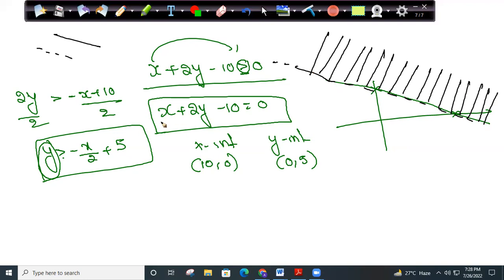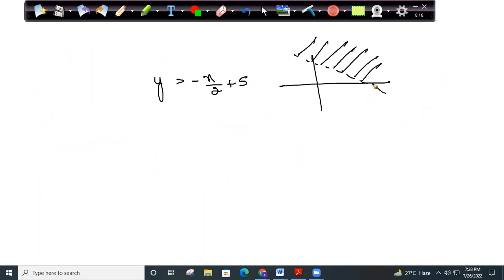So once you draw a linear equation, isolate y. If it is greater than, shade above the line. If it is greater than or equal to, you draw a solid line and shade above. So repeating, suppose I have y is greater than minus x by 2 plus 5, this is how the graph looks. See here. This is how the graph should look. That line should not be included.